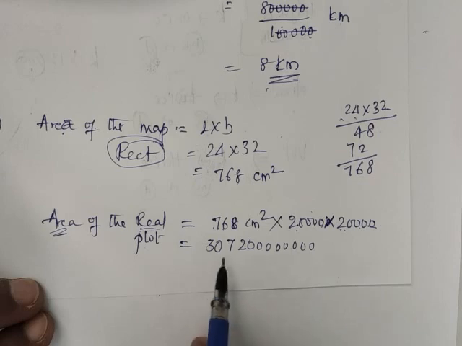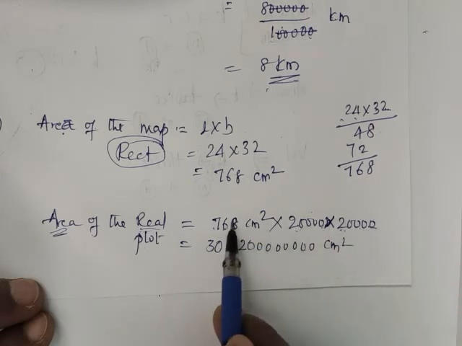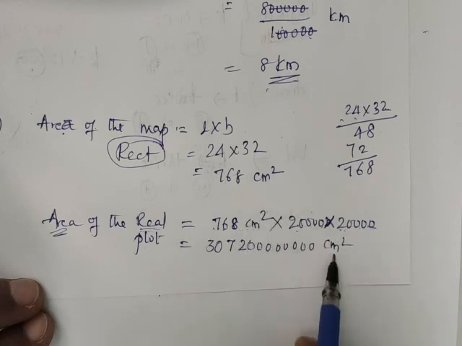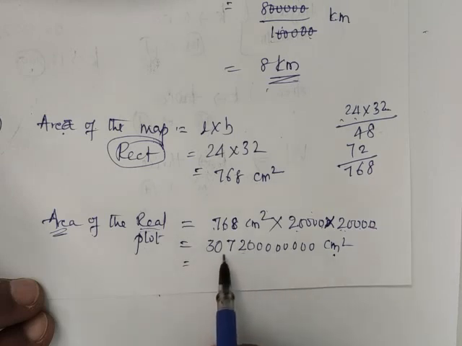8 zeros I marked. And it is already in centimeters. See, once you are multiplying, after multiplication, what unit is there? The same unit, right? First, now we will convert to kilometer square. To convert to kilometer square, what should I do?